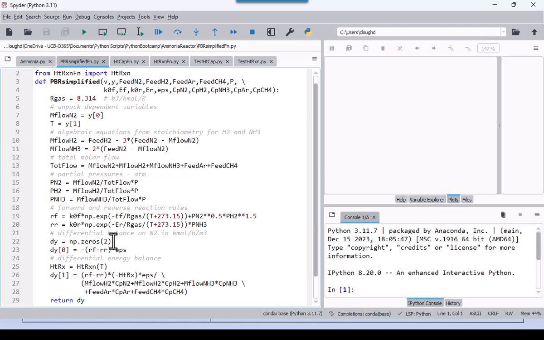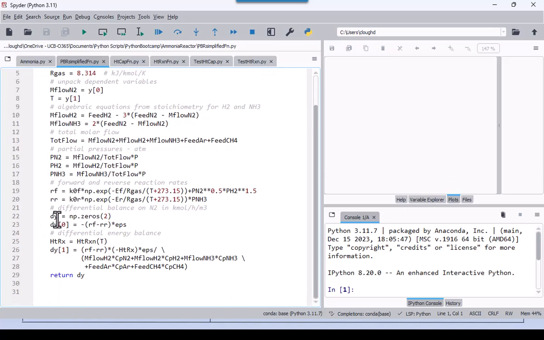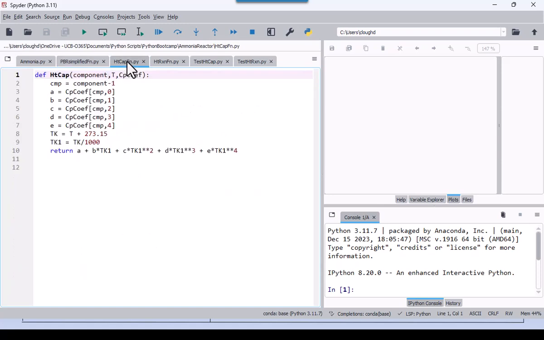And then we develop a two-dimensional, two-element array for the derivatives. And here, these are the expressions from the information flow diagrams for the derivative of the flow of nitrogen. Here we get our heat of reaction from our supplementary function, which you'll see in a moment. And then this is our calculation of our derivative of temperature. And then we return that, and that's what this particular routine does for us. So now we'll take a look at the heat capacity function, which is fairly simple.